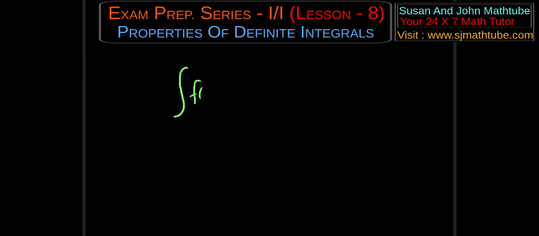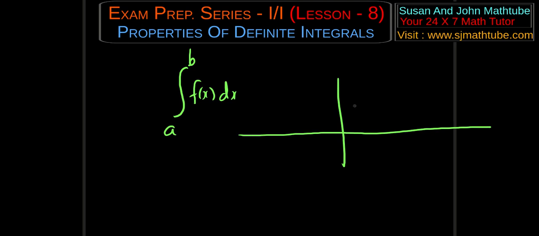Integral f of x dx from a to b is a summation. Basically, it's summation. Let's imagine, for the time being, that f of x is a positive function, which means the graph will always be above the x-axis, like our function x square.